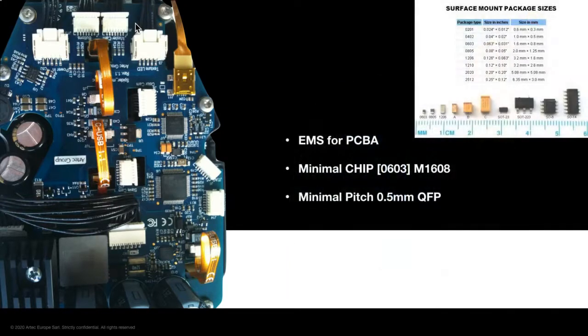So we used AMS for PCB assembly at that time, and the minimal chip size was 0603 in imperial units, the minimal pitch 0.5. It's quite simple electronic design, so it's not very hard to reproduce. So what happens now?